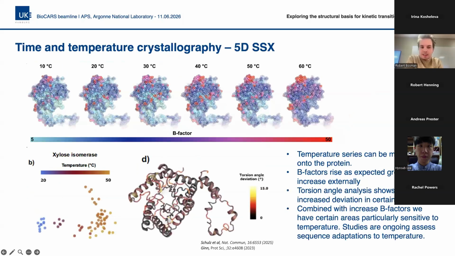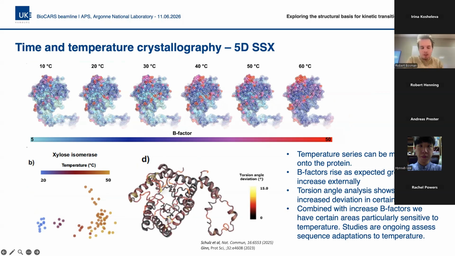We can then also extend this further, so we can look at this as a function of the protein, and unsurprisingly, if you map these B factor changes back onto the protein, it's the external part. You find great inflation in the B factors in the external part of the protein, and the core has less of a change with the increase in temperature.